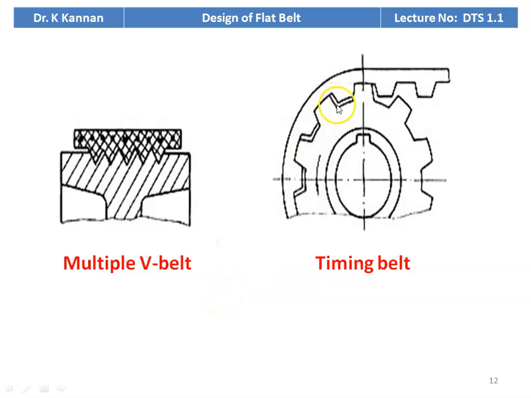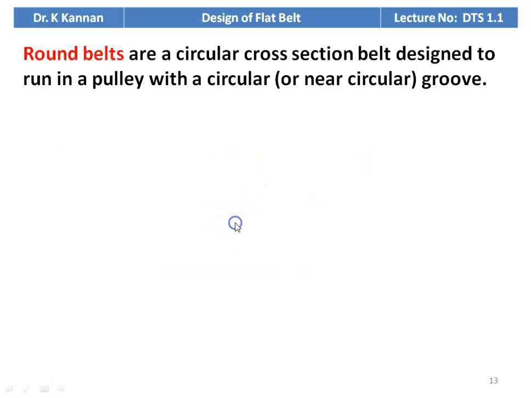And this is the timing belt. So here we have a gear-like shape of the wheel, where the slot of the timing belt is matching with the groove and it is running. It is used for timing, actually for actuating mechanisms. Some of the actuators use the timing belt.